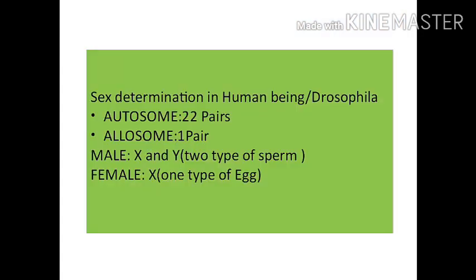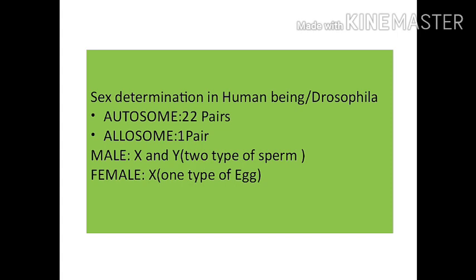Sex determination in human being and Drosophila. In human being, the chromosome number is constant, 23 pairs. Autosome of 22 pairs determine the body character, allosome is one pair which determine the sex, that is X and Y chromosome. So genes determining the sex in human being are located on two sex chromosomes called as allosome, that is X and Y. In mammal, sex determination is associated with the chromosomal difference between two sexes. The female consists of XX chromosome and the male consists of XY chromosome.